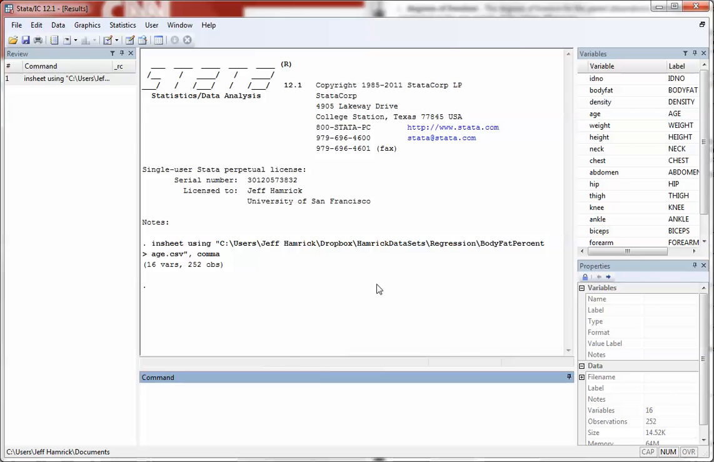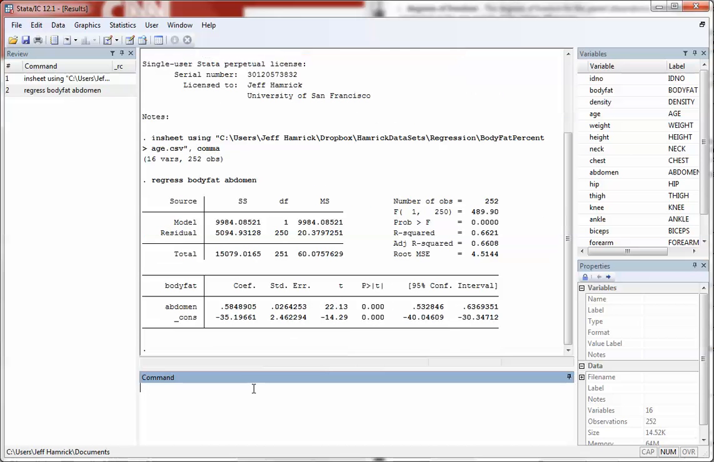The command for running a simple linear regression is actually pretty easy. For example, if I wanted to regress body fat percentage against abdominal circumference, I just use the command regress. I put the dependent variable body fat percentage, whose name is bodyfat, and the one independent variable that interests me, abdomen, right here. And I get the regression output, which we had discussed in class.